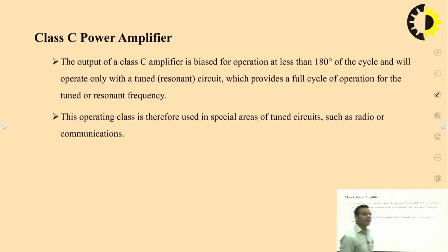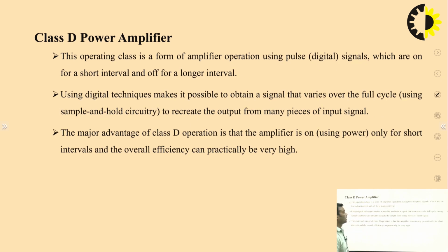Generally, they are used in tuned circuits such as radio communications. Class D power amplifiers is a form of amplifier operation using pulses, that means digital signals, which are on for a short interval and off for a longer interval.